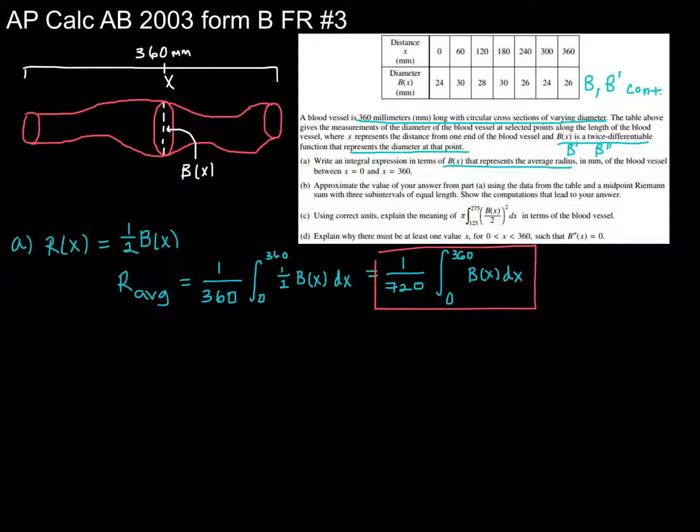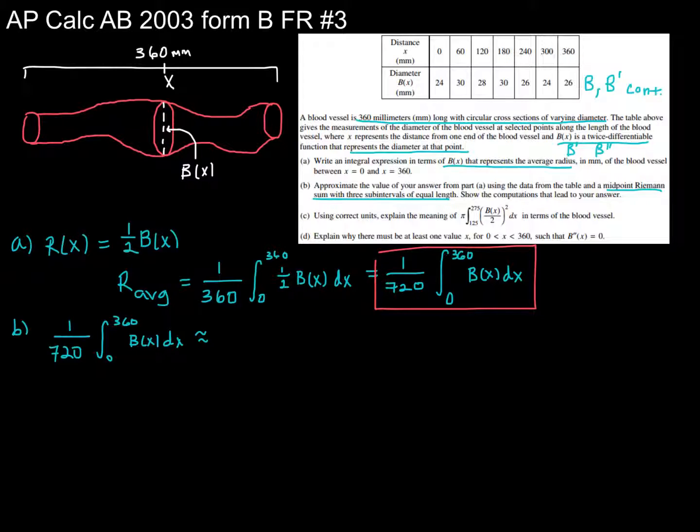And it may not seem like factoring out the 1/2 is quite that big a deal, but it's always nice to make the expression as simple as possible because there's a decent chance that we'll be approximating or finding the value of this expression later on. And sure enough, that's what happens in Part B. So Part B says approximate the value of your answer from Part A using the data from the table and a midpoint Riemann sum with 3 subintervals of equal length. And we want to show the computations that led to our answer.